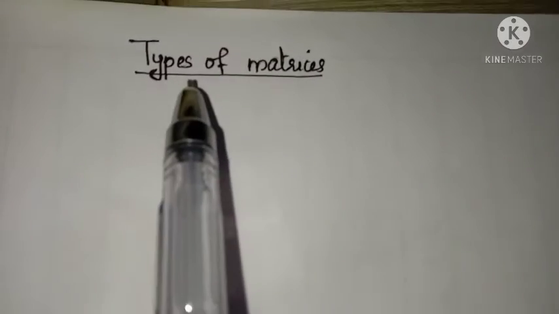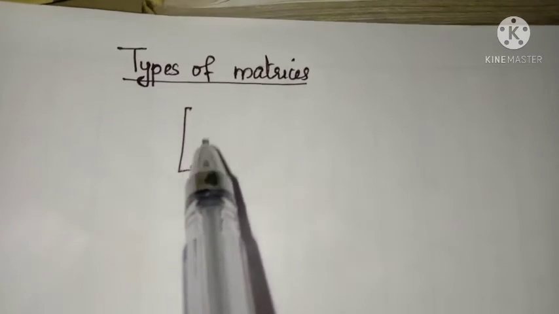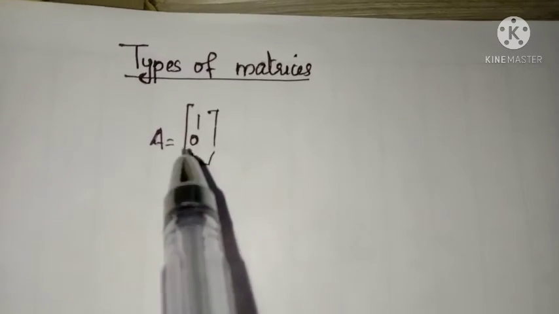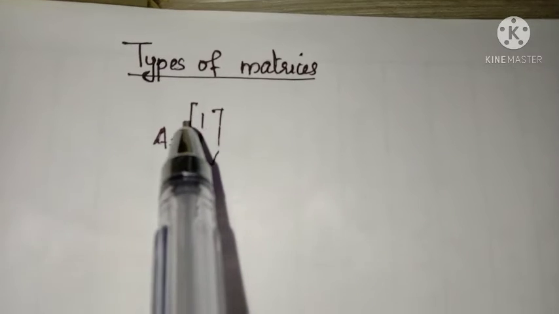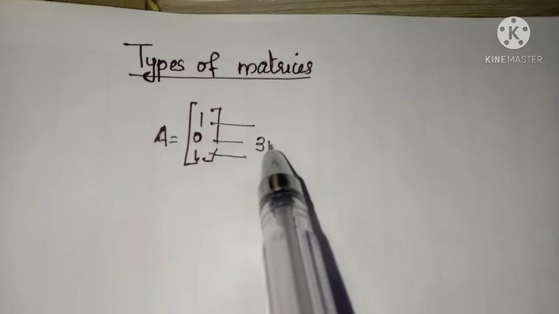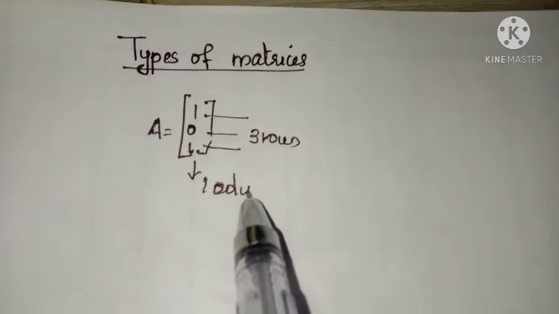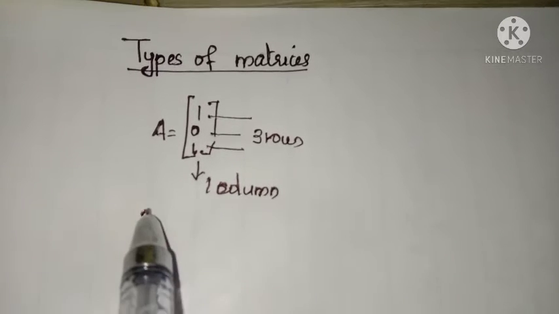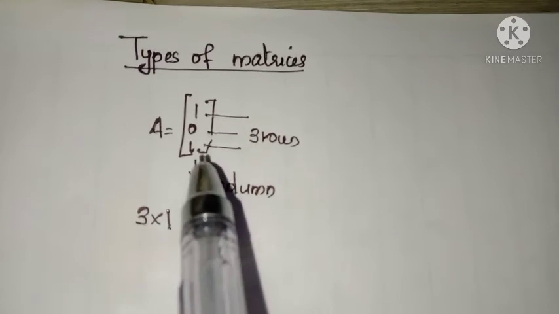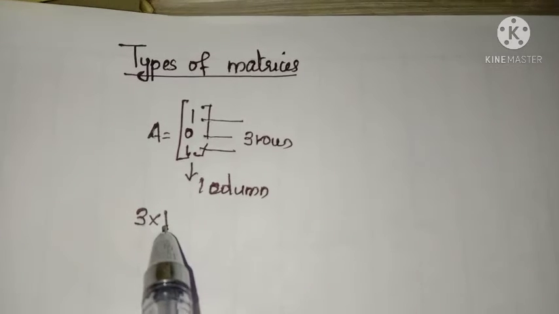Next is different types of matrices. Look at this example. Suppose we have a matrix A equal to 1, 0, 1. Listen, this matrix has 1, 2, 3, that is 3 rows and only 1 column, isn't it? So matrix A is a 3 by 1 matrix. So this matrix is known as a column matrix because it has only 1 column.